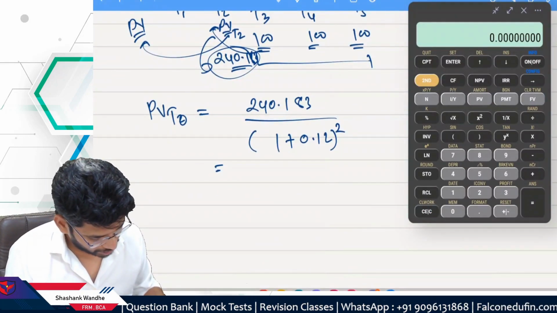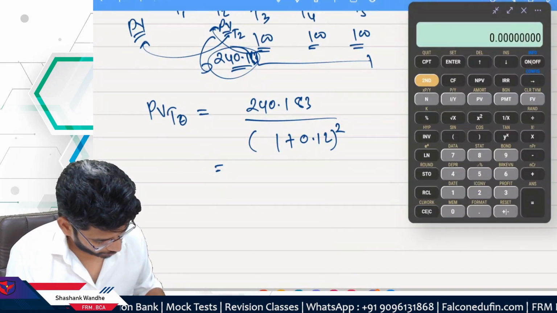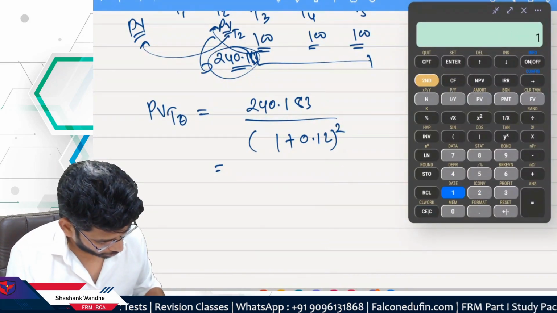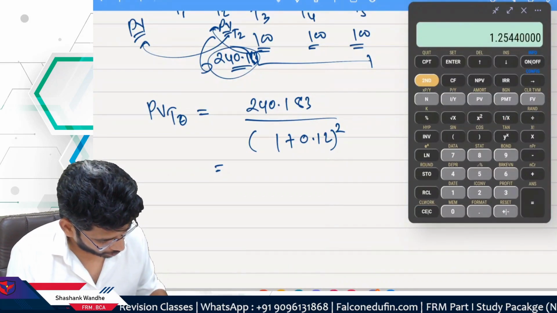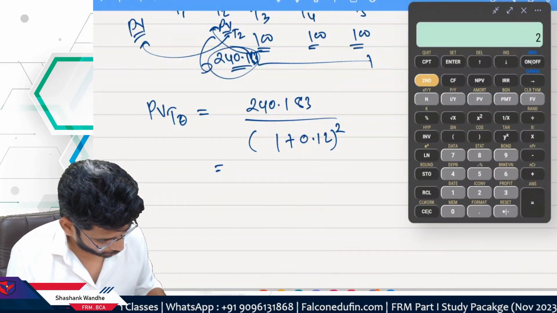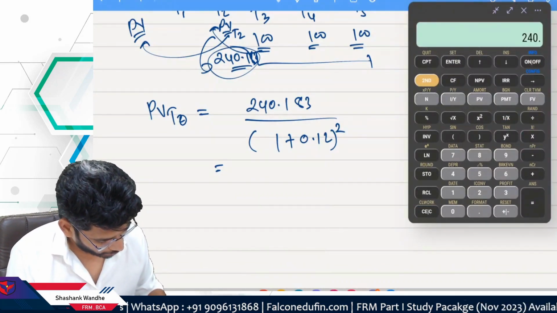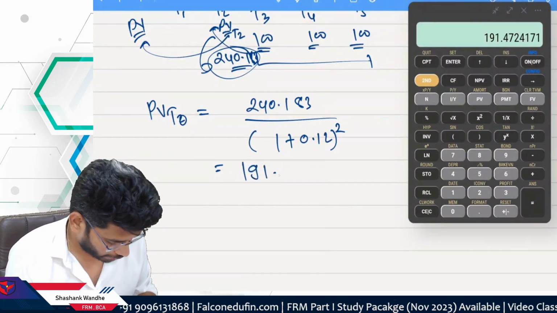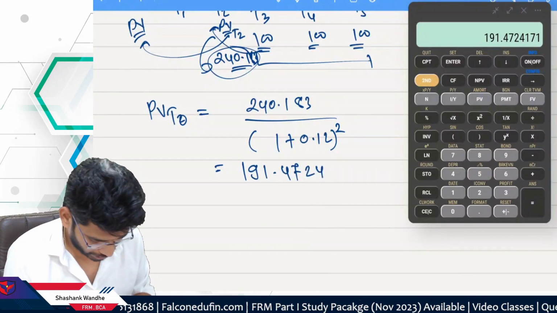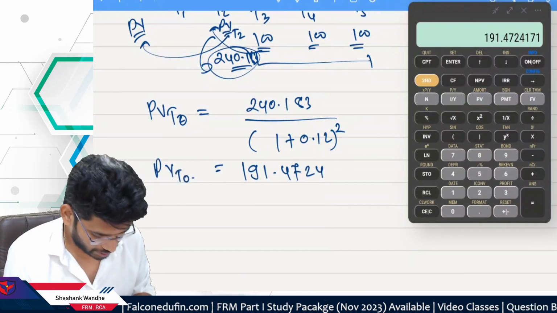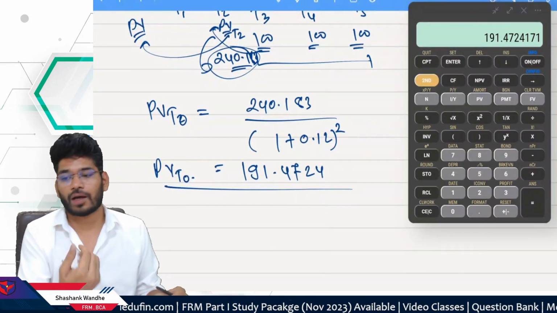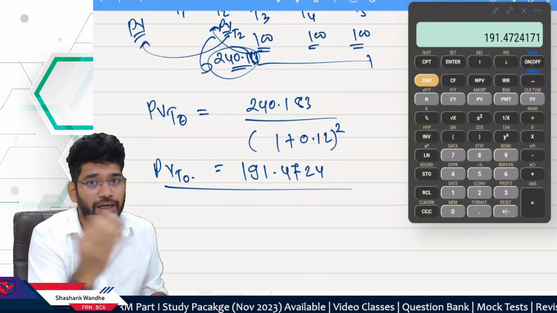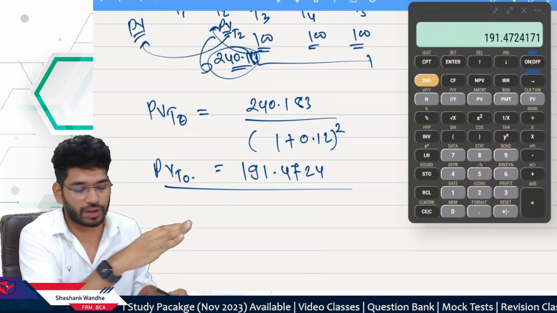And the answer is 1.12 square, 1 by x, multiplied by 240.183. Whatever is the answer, 191.4724 is our present value at time T0. That's it. Okay. So we got our present value at time T0 when the cash flow starts from a later period, not from T1, maybe from T2, T3, and so on.